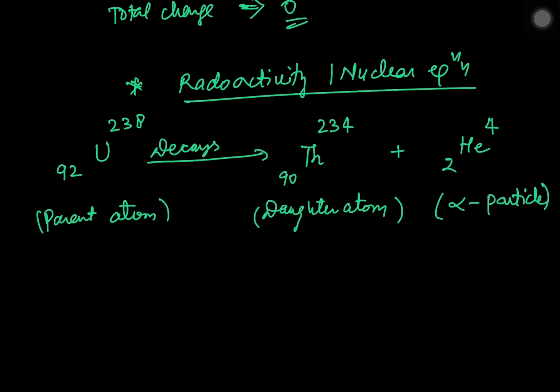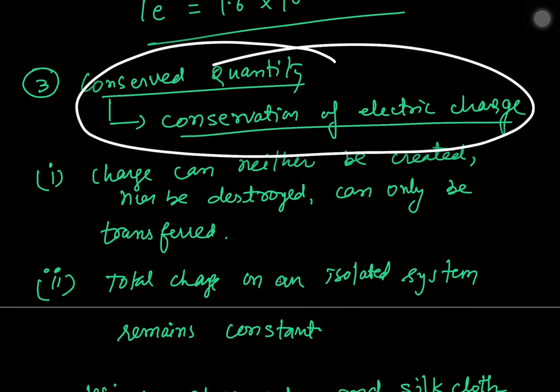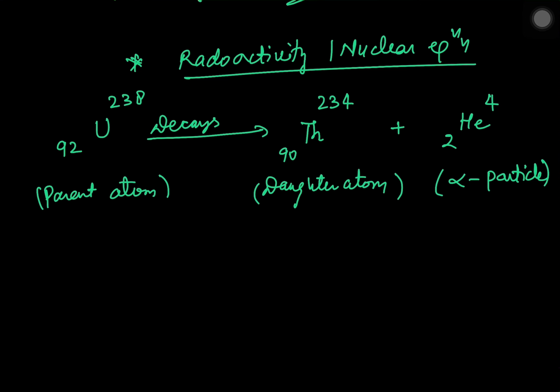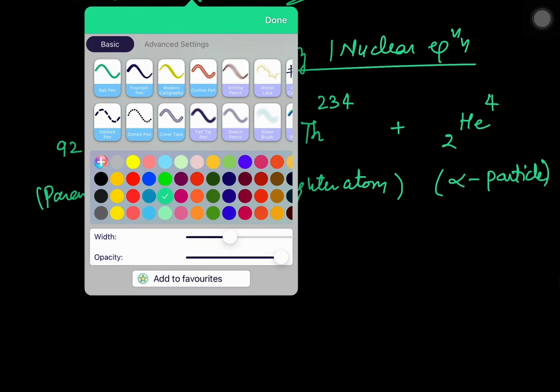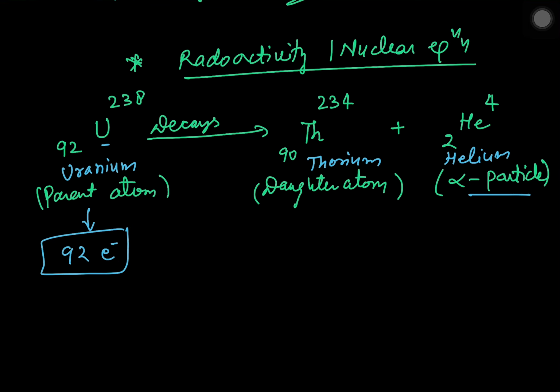So how can we see the conservation of charge here, because our main topic of concern is the conservation of electric charge? Here you can consider the case that shows uranium, thorium, and helium, or the alpha particle. Now this uranium parent atom contains 92 electrons, and it supports the quantization of charge, because it shows an integral value.